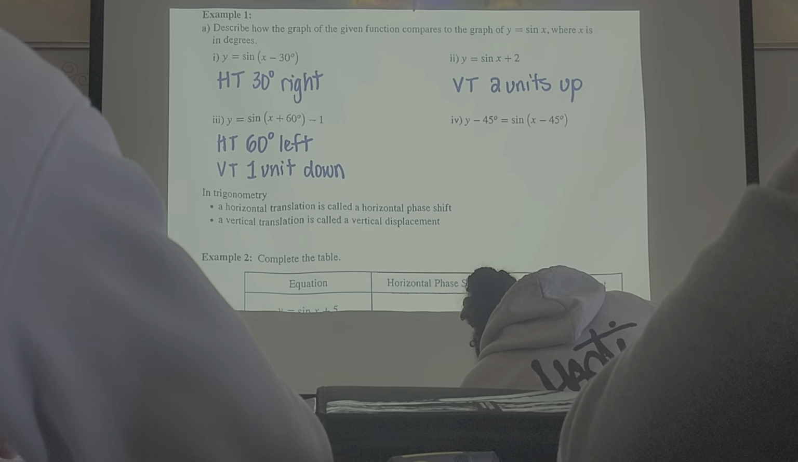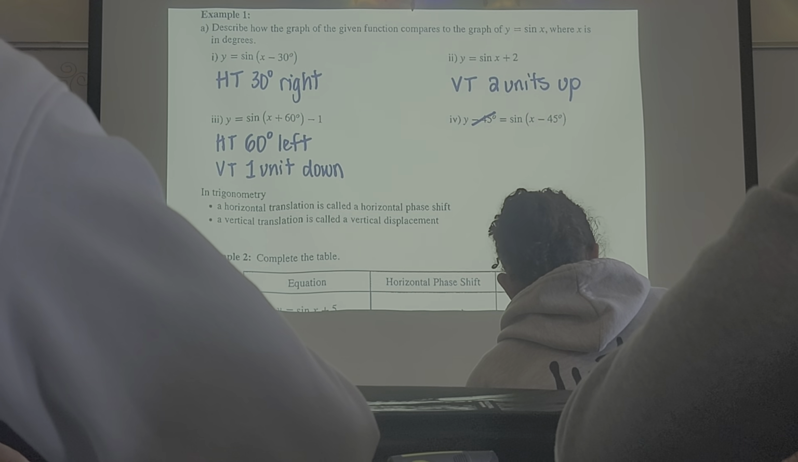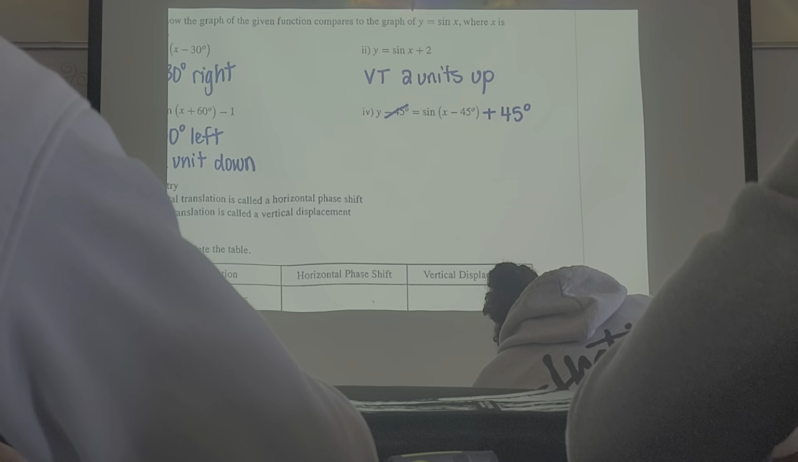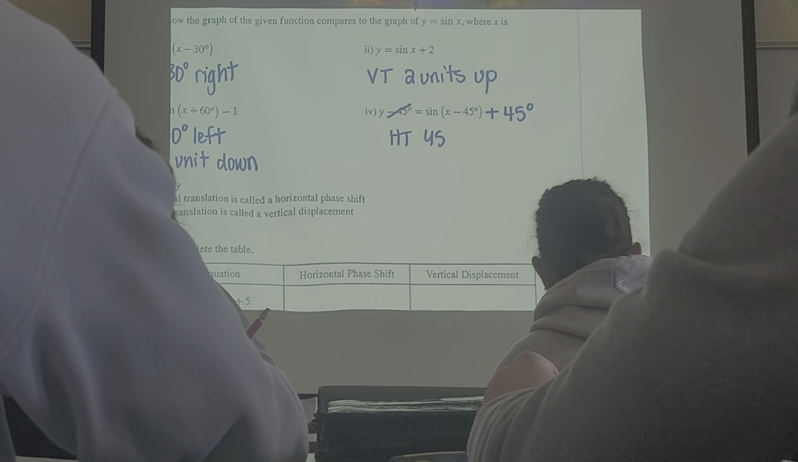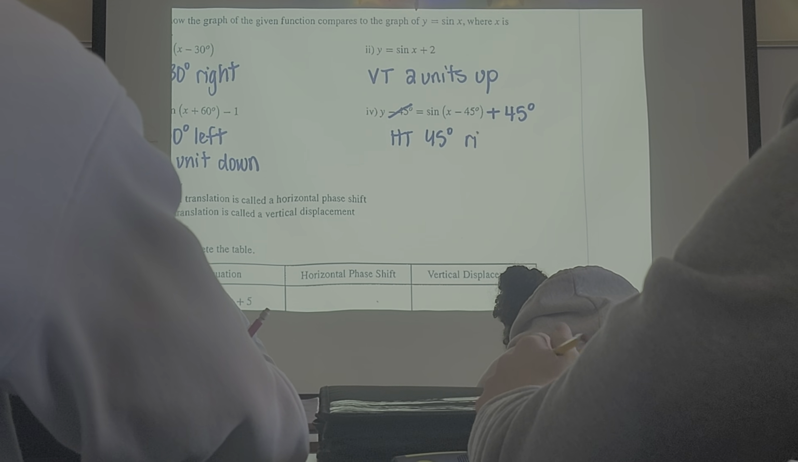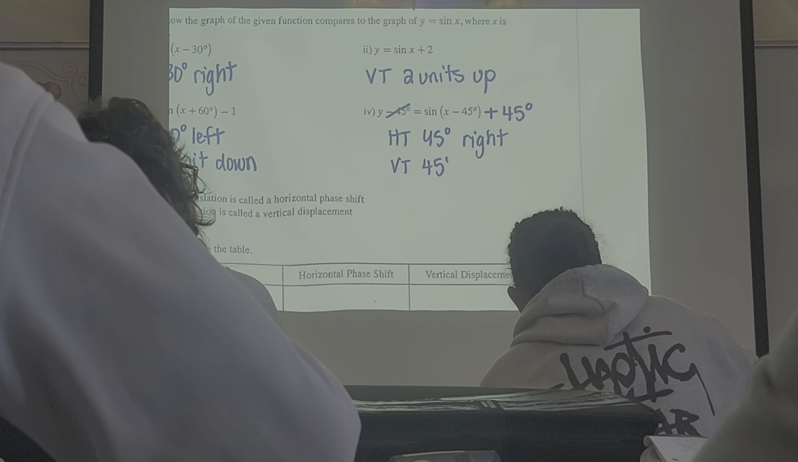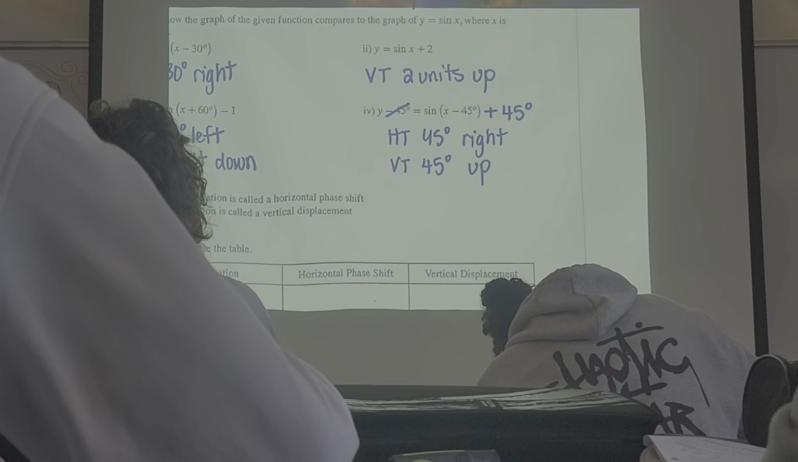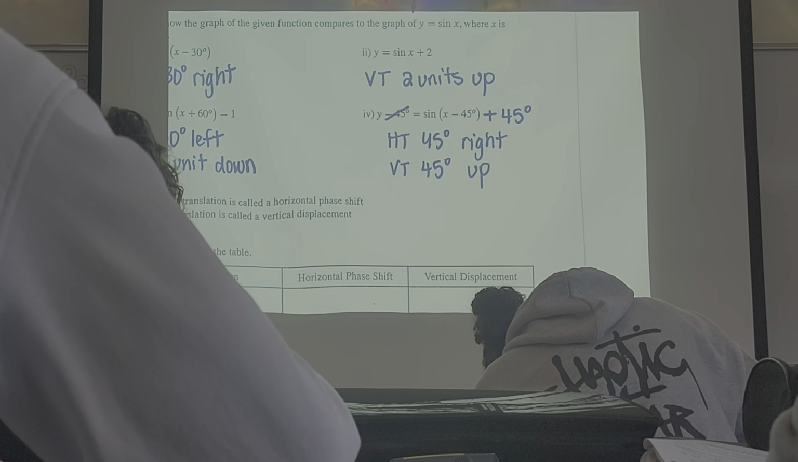Okay, and our last one, y minus 45. If I move the 45 over, it'll be plus 45 on the end. So that'll be horizontal, 45 degrees right, and vertical, 45 degrees up. So it's just the same stuff from our transformation unit.